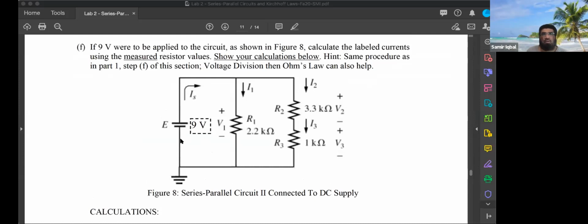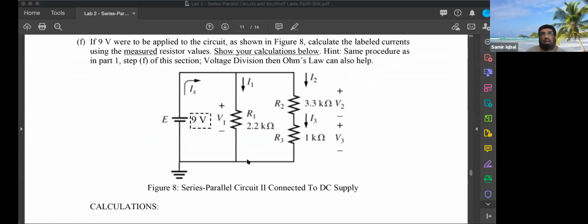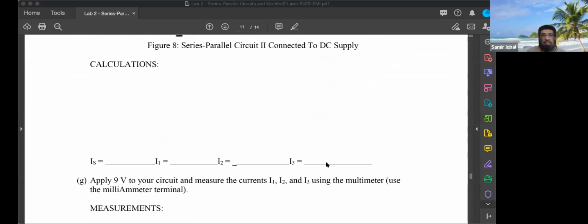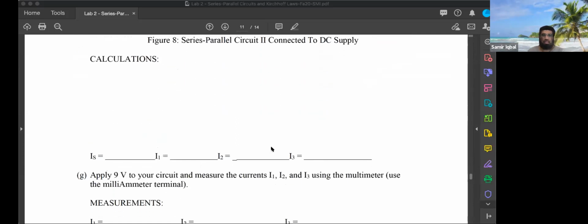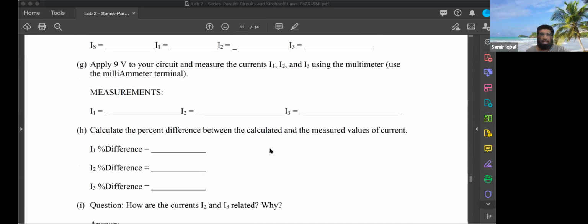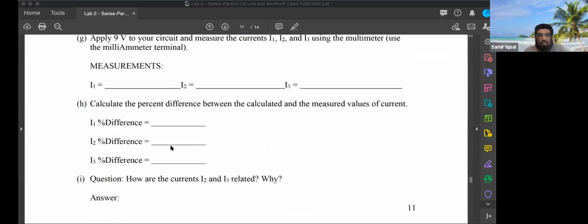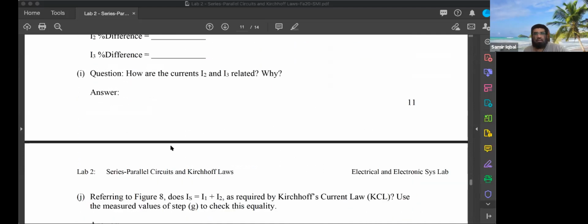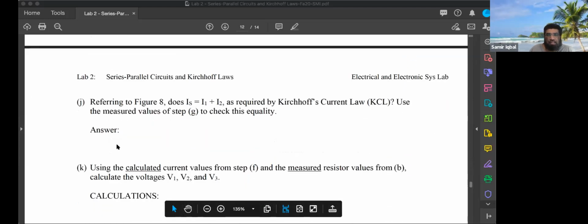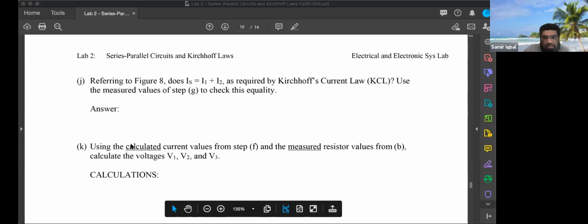So now we'll apply the 9 volt battery to it, and you will calculate again the current between these two lines, the current through each individual resistance, and that will come to this part. So we'll calculate, we'll measure again, and that will help us find the difference between those two. How are those currents related? Again, the numbers will give you much information, but you'll have to follow the circuit to see how they are related with each other as well. Questions?